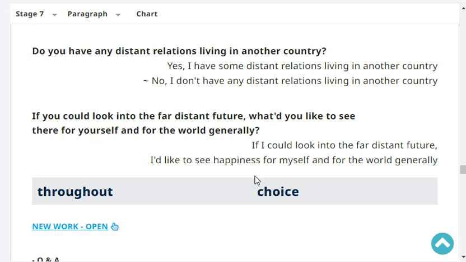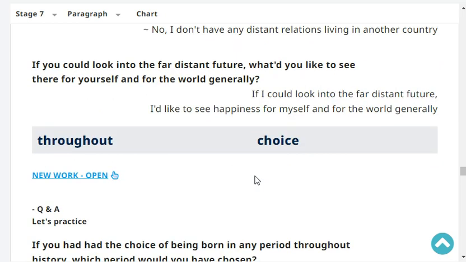Living in another country. If you could look into the far distant future, what would you like to see there for yourself and for the world generally? If I could look into the far distant future, I'd like to see happiness for myself and for the world generally.